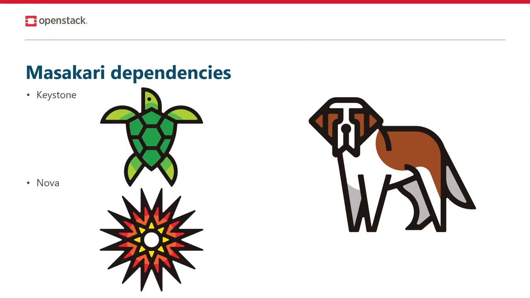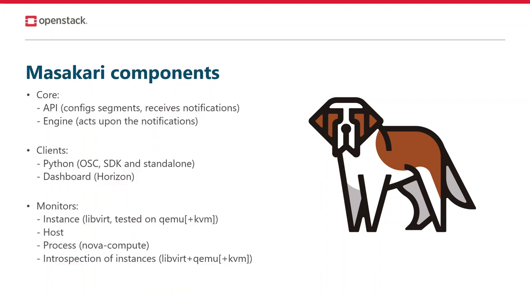Masakari is a simple project in terms of the OpenStack ecosystem. It has only two dependencies: Keystone for authentication and Nova for the virtual machine side. But it gets a little bit more convoluted when we look at the inside of Masakari. So from a very high level, we can see core, clients and monitors making up the Masakari project.